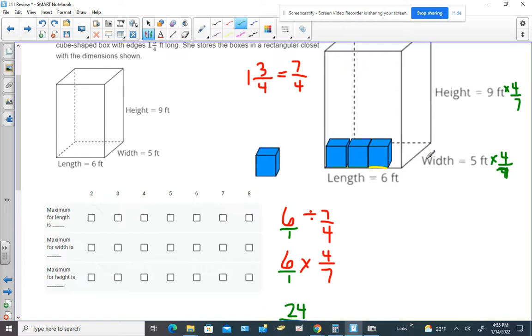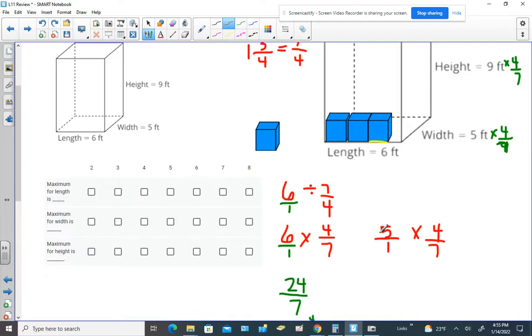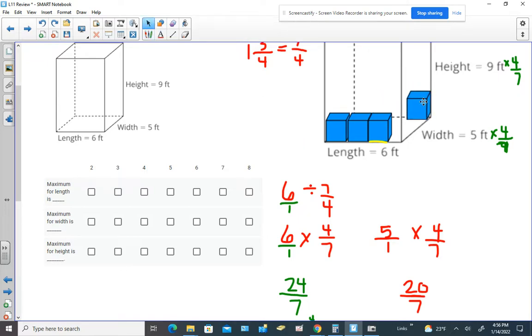When you're ready to work on the width, the way you're going to set it up is 5/1 times 4/7. The reciprocal of this is 4/7. Go ahead and multiply 5 times 4 and get the 20. Do the 1 times 7 and get the 7, and decide how many can we fit going this way. So can we fit 2? Is it 3? How many can we fit?